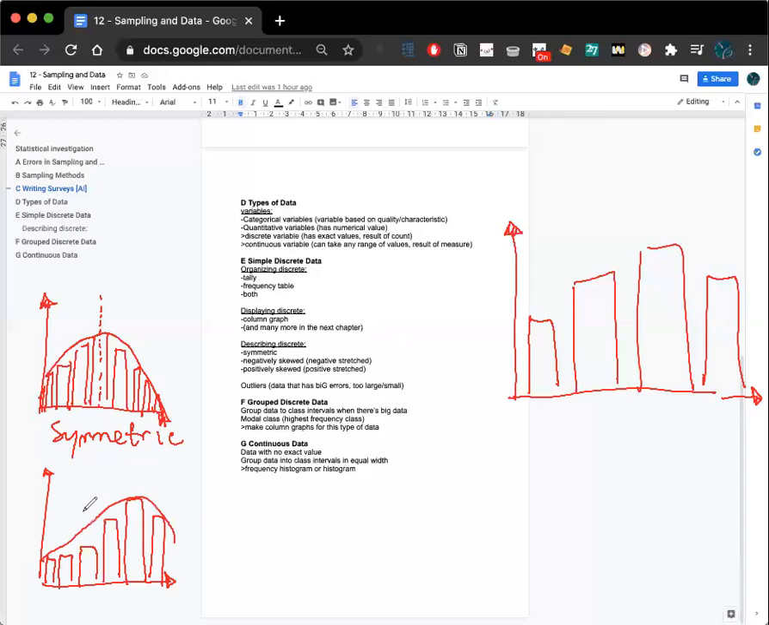So the data is negatively skewed, it's negatively stretched. Well, we also have the positively skewed, which takes form and shape something like this.